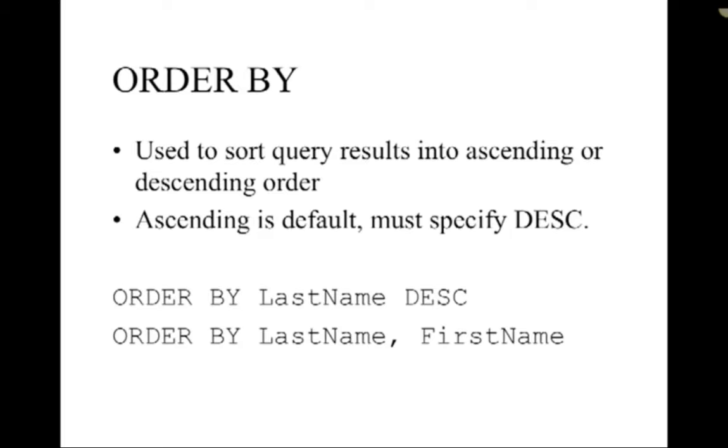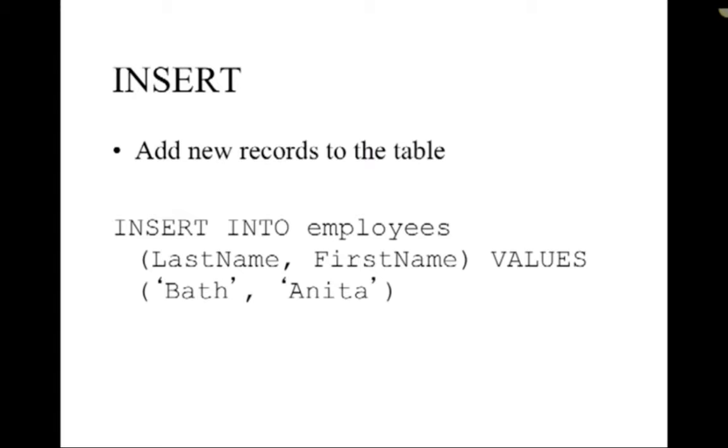When you get your results, we can put them in order ascending or descending. Ascending is the default, so if you want descending, we have to specify DESC. To insert a new record into a table, we use insert into and then the name of the table, and then in this case we're specifying the fields in the order that they are going to be added, and then the values that are associated with those. So you can see here that we have last name and then first name, and then when we specify the values, since this is the first reference, it's going to be added into last name, and this is the second reference, so this is going to be added into first name.